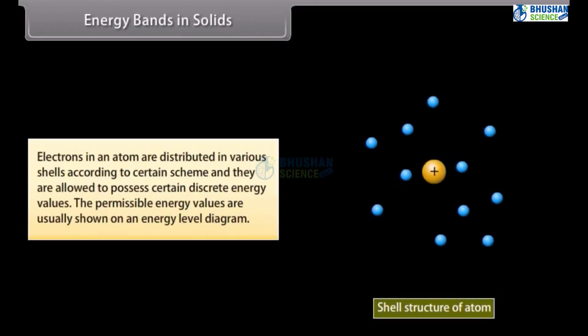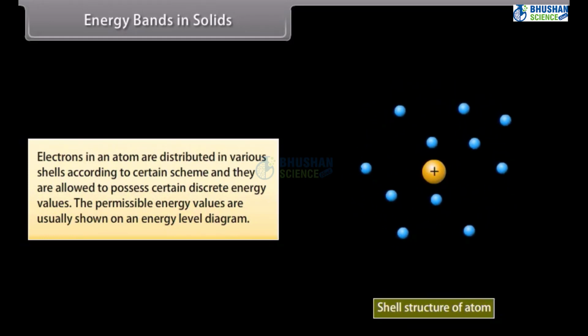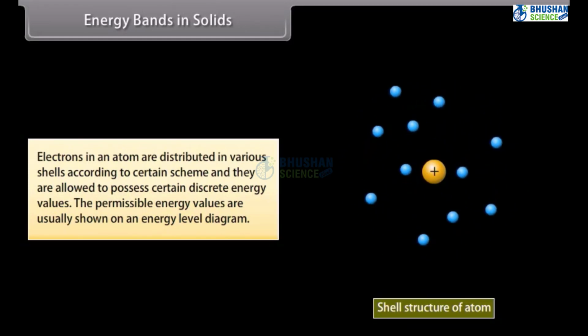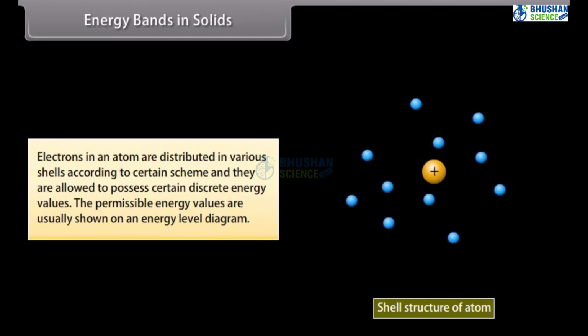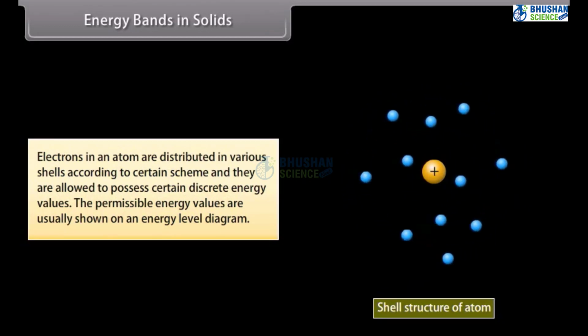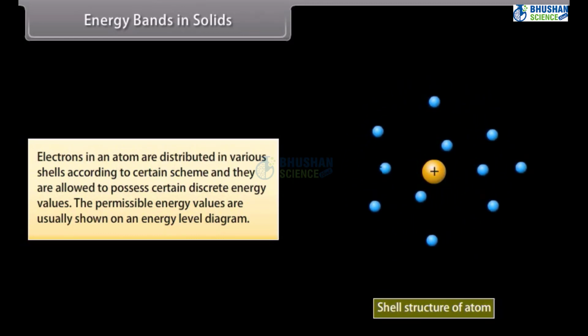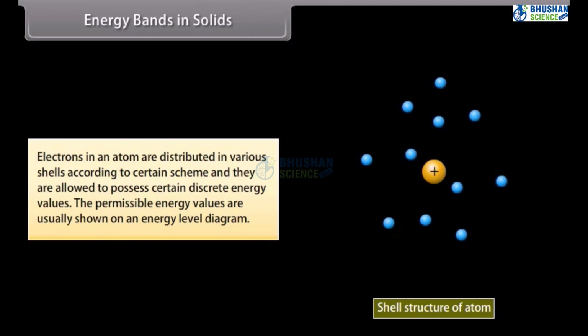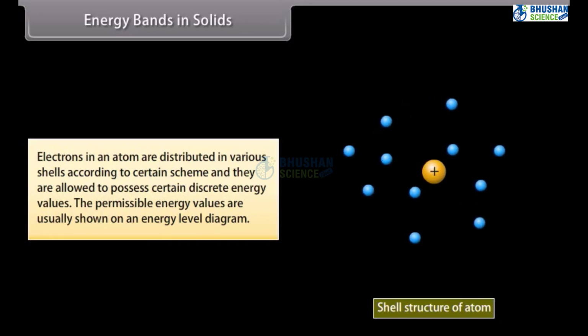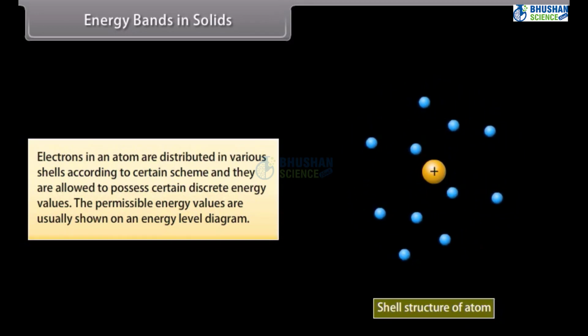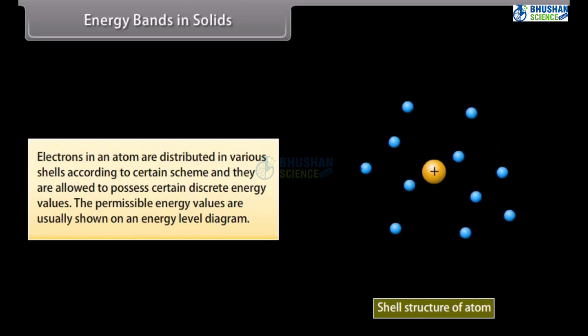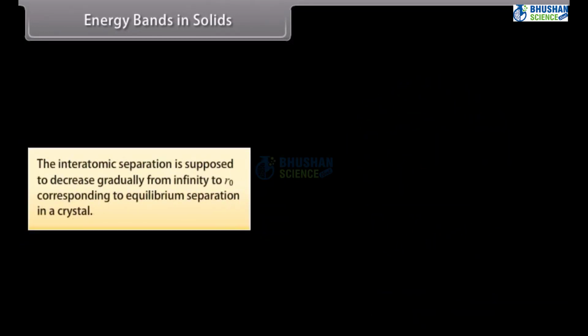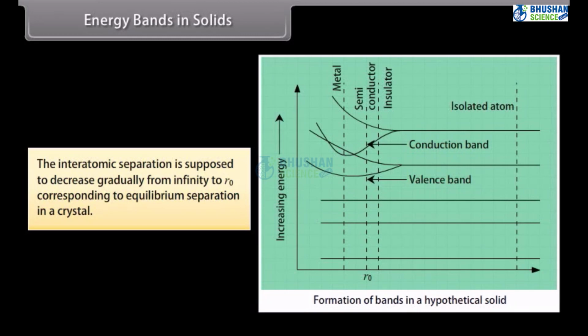Energy bands in solids. Electrons in an atom are distributed in various shells according to a certain scheme and they are allowed to possess certain discrete energy values. The permissible energy values are usually shown on an energy level diagram. We consider the formation of bands for the energy level normally occupied by the valence electrons and the next level above it. The interatomic separation is supposed to decrease gradually from infinity to R0, corresponding to the equilibrium separation in a crystal.